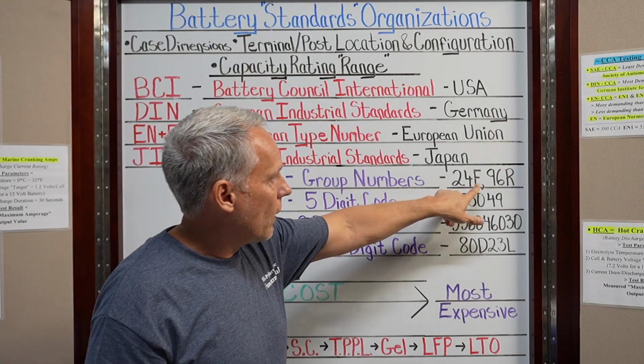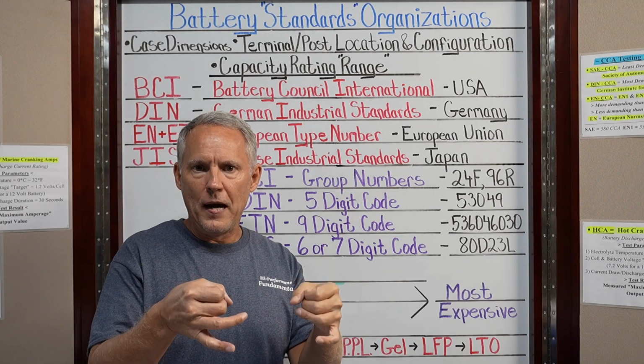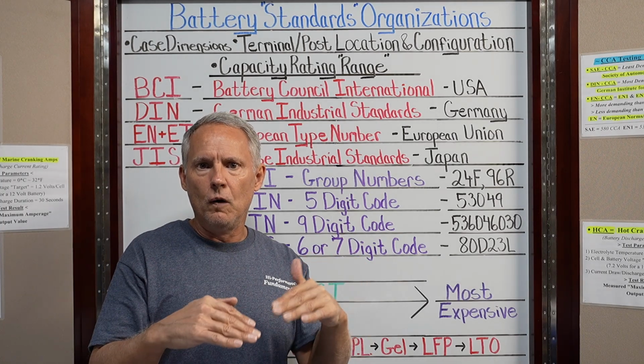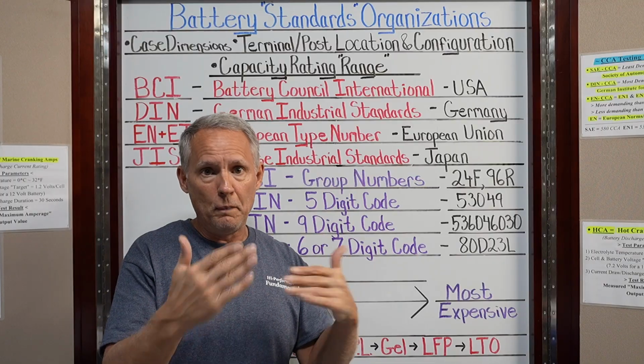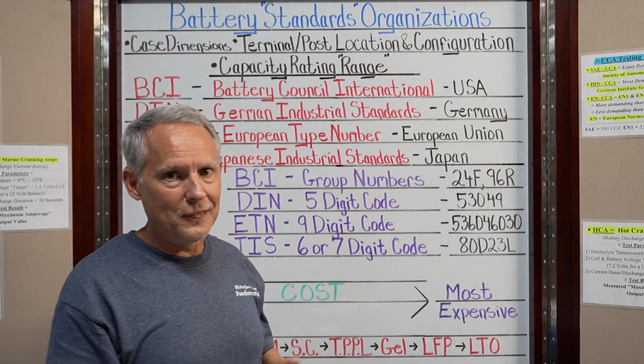You can find out not only from the 24, but also the F, where the actual posts are located on a battery. Does it even have posts? Maybe it's just side terminal. Maybe it's top terminal. Maybe it's top post, depending on the vehicle or the application. 96R is the same thing. It does the same exact thing.